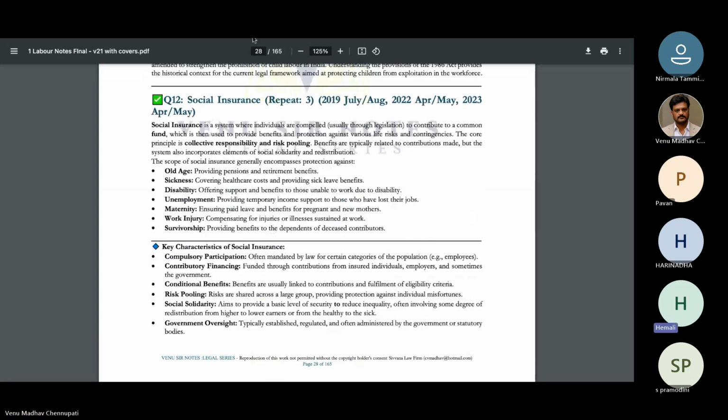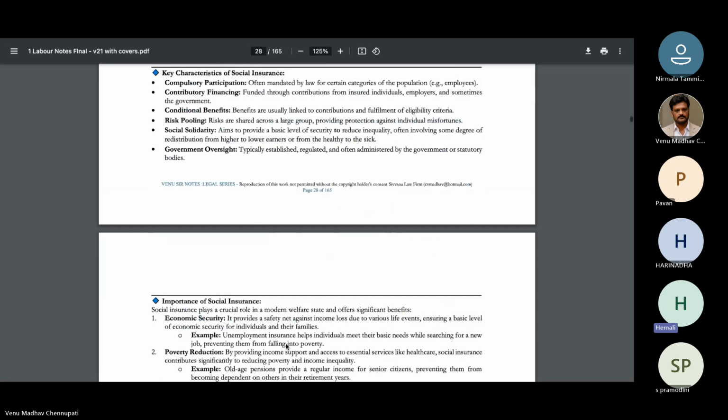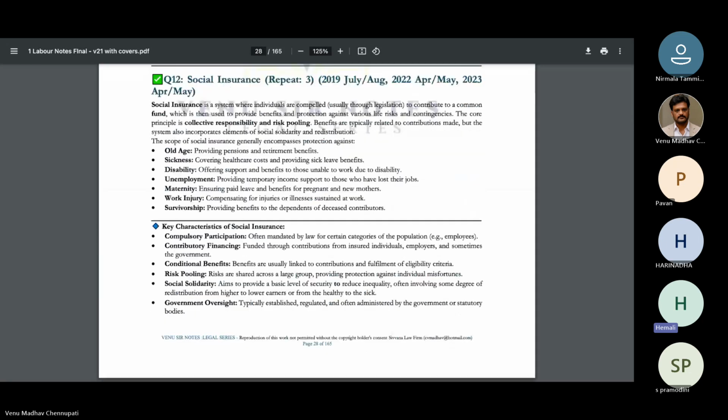The scope of social insurance generally encompasses protection against old age, that is providing pensions and retirement benefits; sickness, covering healthcare costs and providing sick leave benefits; disability, offering support and benefits to those unable to work due to disability; unemployment, providing temporary income support to those who have lost jobs; maternity, ensuring paid leave and benefits for pregnant and new mothers; work injury, compensating for injuries or illnesses sustained at work; survivorship, providing benefits to the dependents of deceased contributors. So all this comes under social insurance.